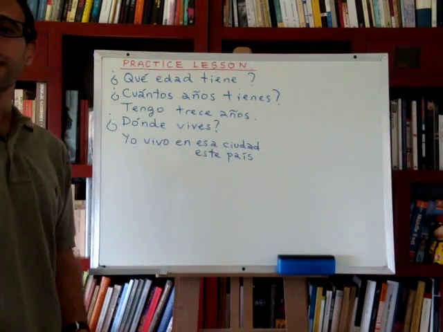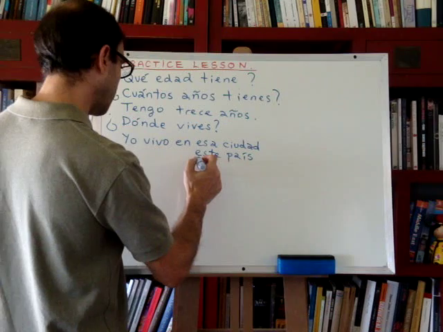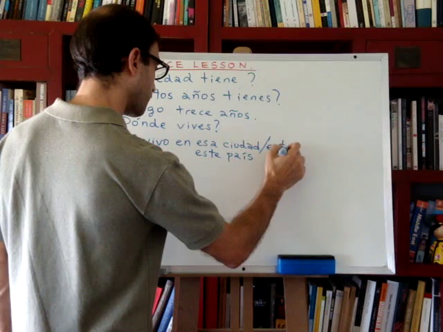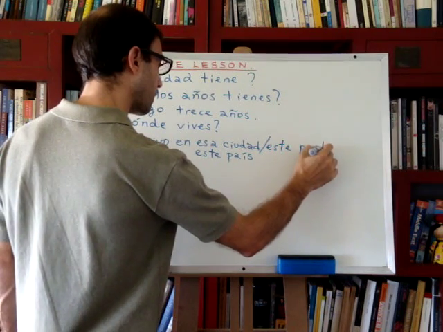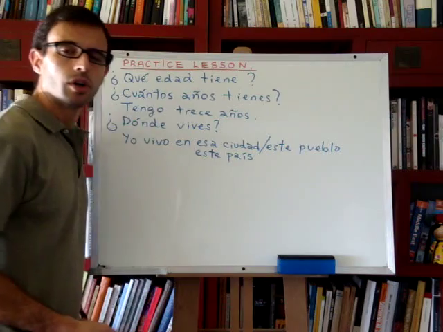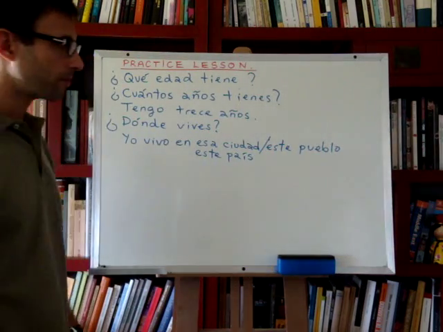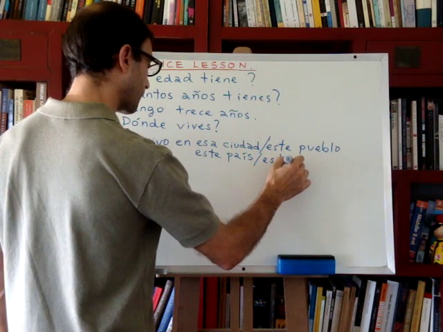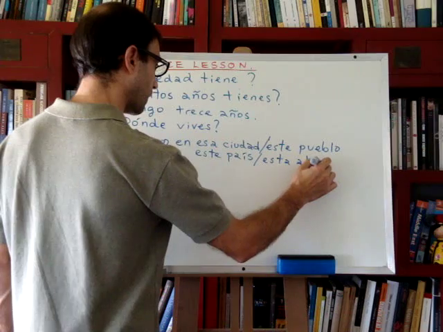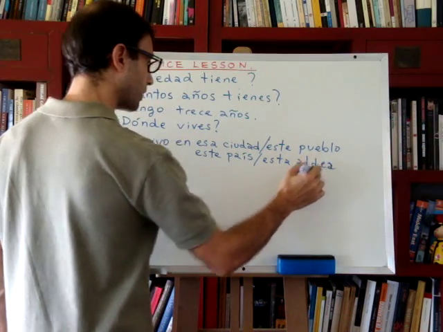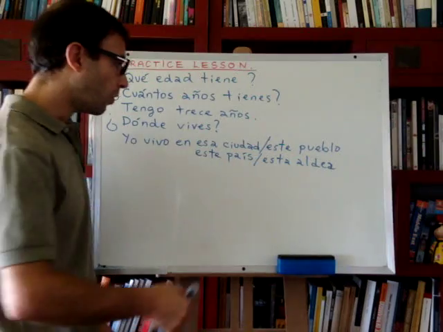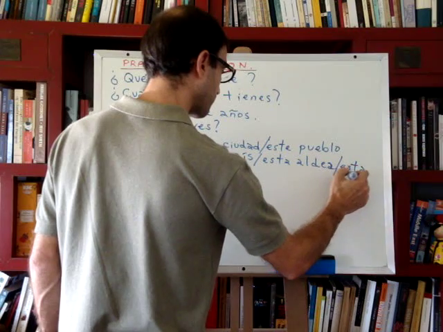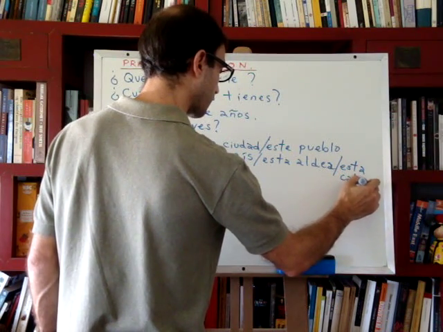Or we can say in this town, en este pueblo, okay? En este pueblo, for this town. Or we can say in this village, en esta aldea, okay? En esta aldea, or in this hut, en esta cabaña. Cabaña is a hut, okay?